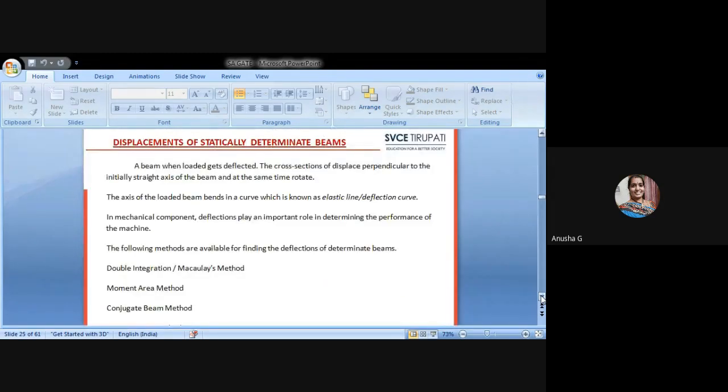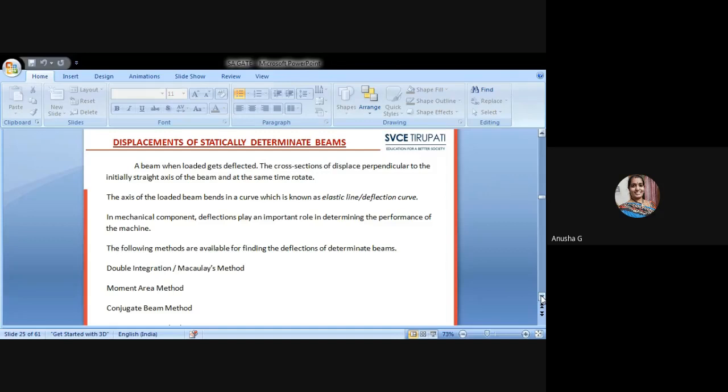Next is the displacement of statically determinate beams. Here we will see the analysis of the axis of a loaded beam that bends into a curved shape. That bend in a curved shape is known as the elastic curve, or the deformation curve, or deflection curve.